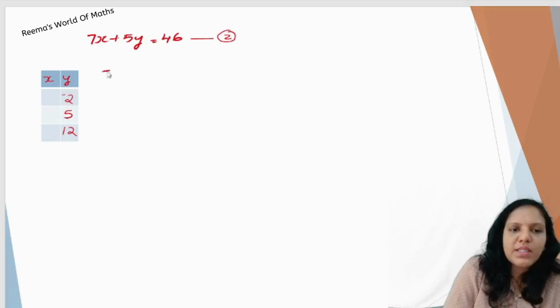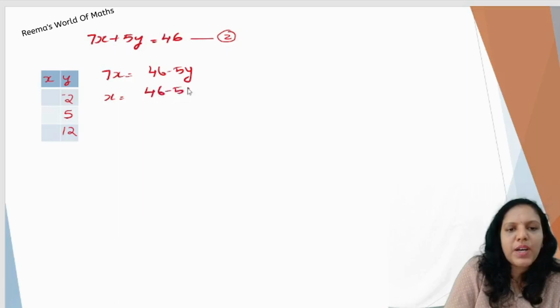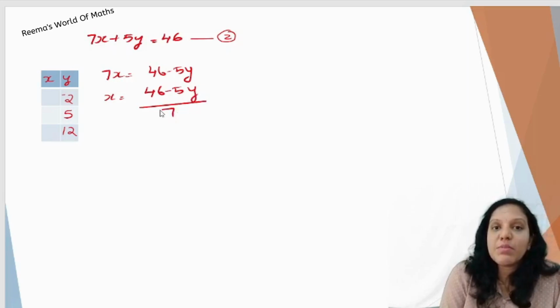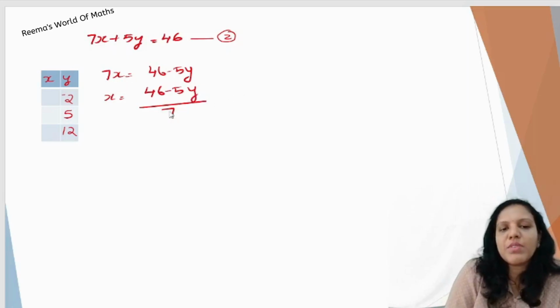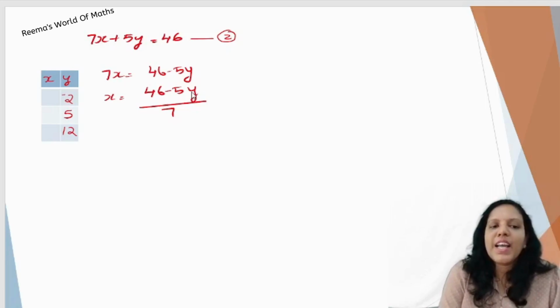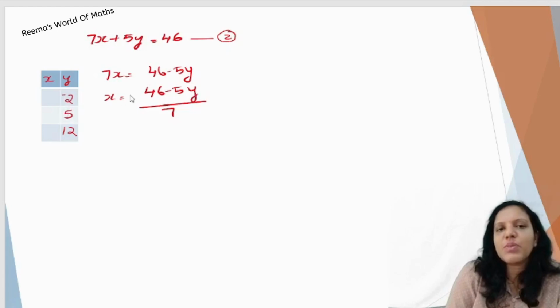So let's make it 7x equals 40 minus 5y, so x equals 40 minus 5y divided by 7. In the previous equation we saw it was divisible by 5. So here we need to find a number which is divisible by 7. So y needs to be a number such that when multiplied by 5 and subtracted from 40, the result is divisible by 7. I have already written the y coordinates here, which will be easily divisible by 7, so it will not fall on a decimal or fraction.